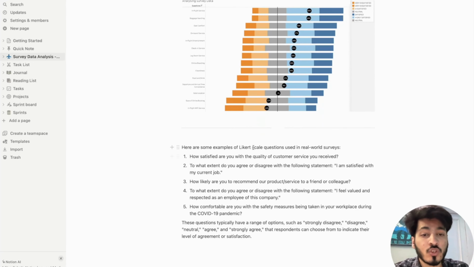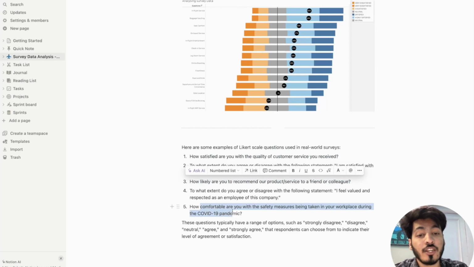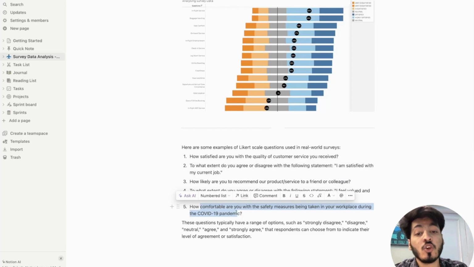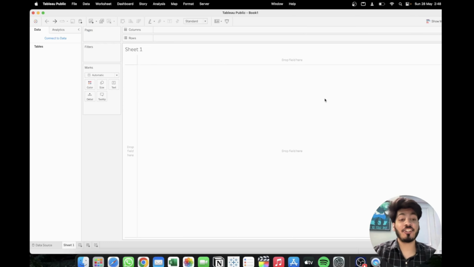These are some of the questions which a Likert scale can answer. For example: how satisfied are you with the quality of customer service, how likely are you to recommend a product or service to a friend, or how comfortable are you with the safety measures being taken in the workplace during the COVID-19 pandemic. All of these questions have a range from strongly disagree to strongly agree. Let's get started and get our hands dirty with data.